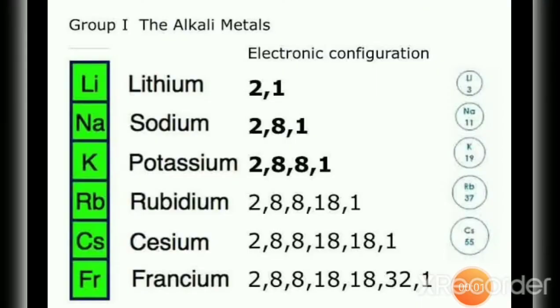Why does the atomic radius increase as we move down the group? To know that, consider the electronic configuration. The electronic configuration of lithium is 2,1, that of sodium is 2,8,1, potassium 2,8,8,1 and so on. Thus, as we move down the group, we find that new shells are being added. That is, principal quantum number n increases. As n increases, valence electrons will be far away from the nucleus.